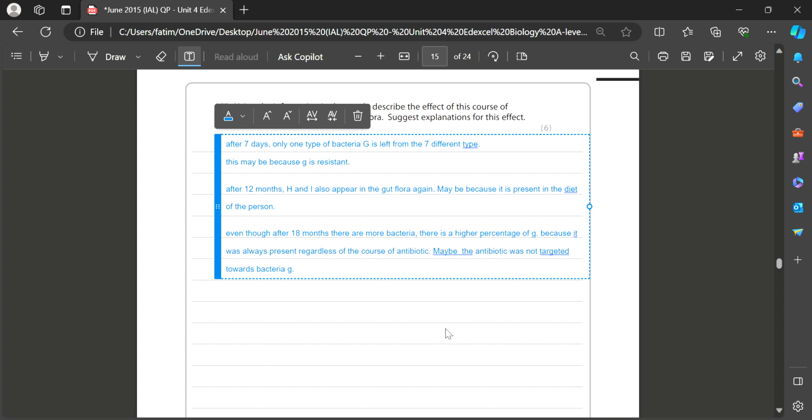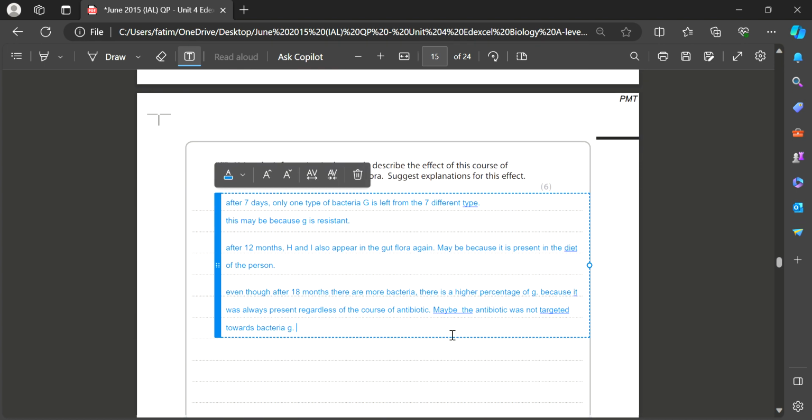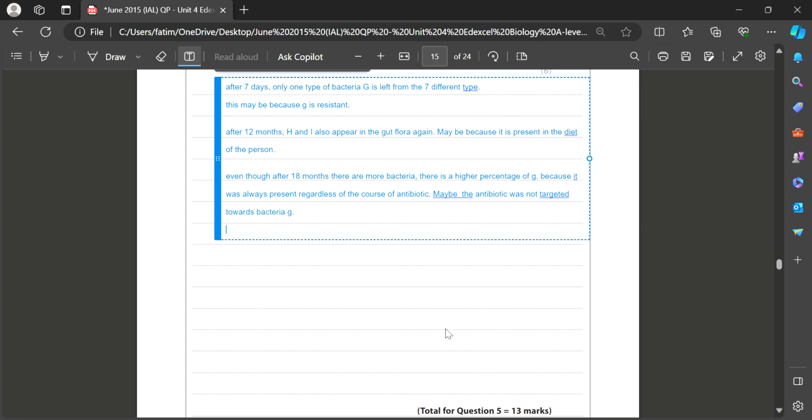So I said bacteria. Even though it doesn't really matter, to be fair, you have to use the correct singular, plural of every word. It's just me, probably. It doesn't matter that much though. So we didn't mention the new bacteria J. Okay. After 12 months, a new bacteria J appears. No, we don't really know.